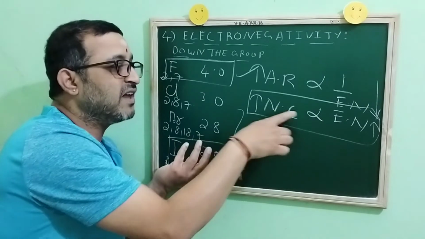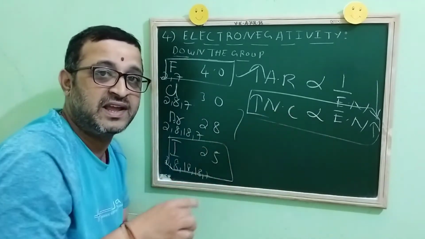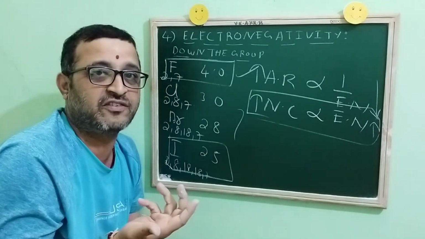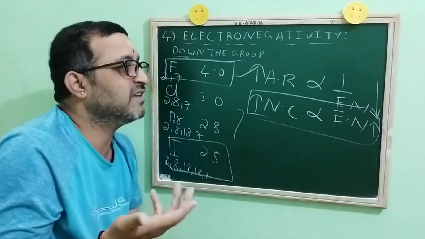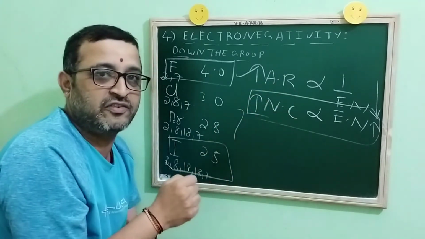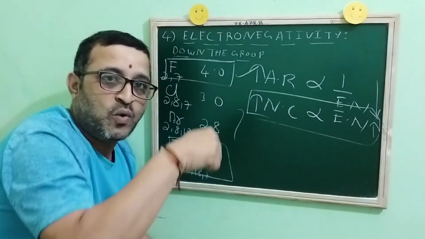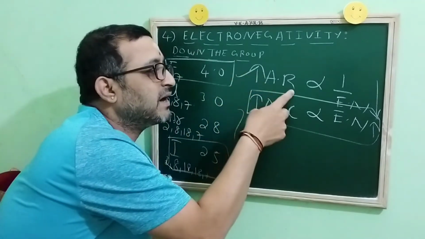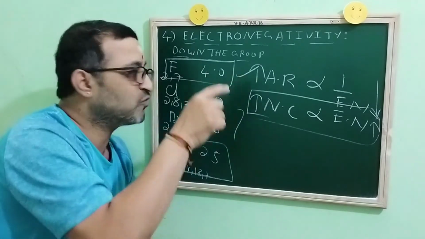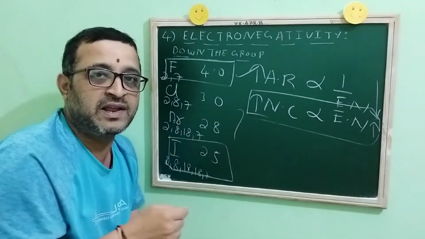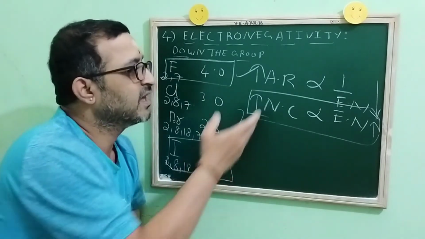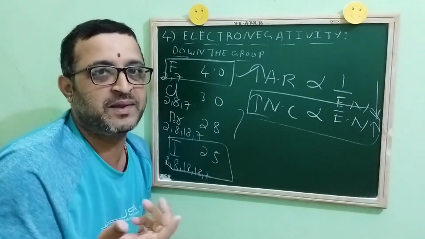Now the question arises, sir, what about this one? Why is the electronegativity not increasing on increasing nuclear charge? So, the reason for this is, see, out of atomic radius and nuclear charge, when you go down the group, the atomic radius is going to what? Dominates. So that's why the electronegativity is going to what? Decrease.